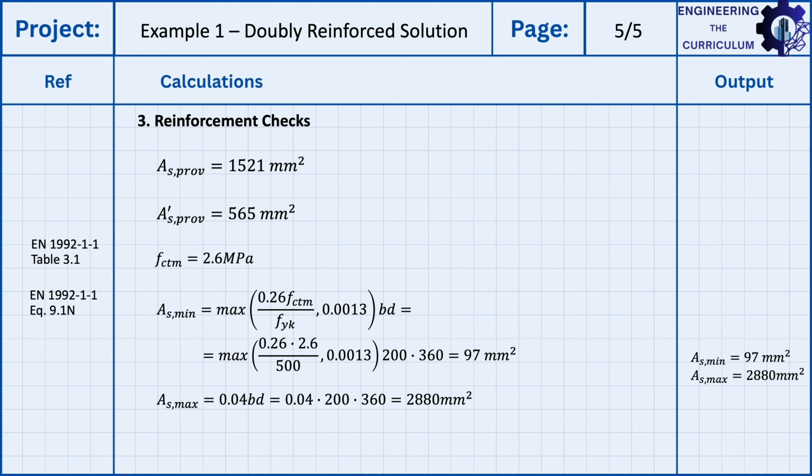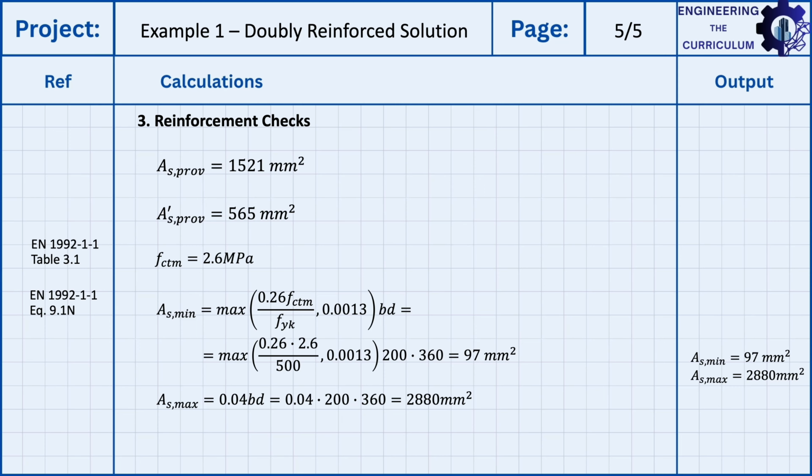Now, the last thing we want to do is just some reinforcement checks. Obviously, there are other checks like the spacing of bars and things like that that we won't get into now, but we want to just look at the maximum and minimum areas that we've provided. So here we've provided 1,521 millimeters squared in tension, and we've provided 565 millimeters squared in compression.